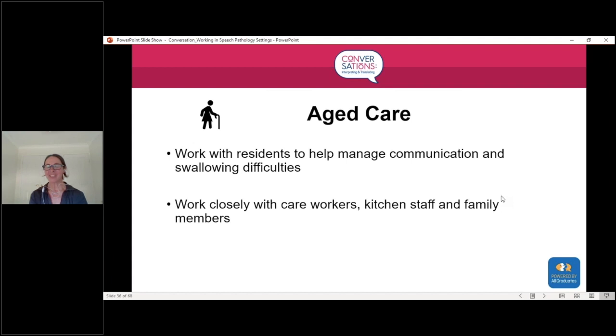Okay, otherwise, just moving away from that hospital setting, speech pathologists also work regularly in aged care settings. In these settings, speech pathologists will work with residents to help them manage both communication and swallowing difficulties. So typically, speechies will not only work with the patients, but also with care workers, kitchen staff, and family members. And all of these are really important because patients may have requirements for modified diet. They need to be able to communicate with the residents. So speech pathologists have a really important role to play in the aged care setting.